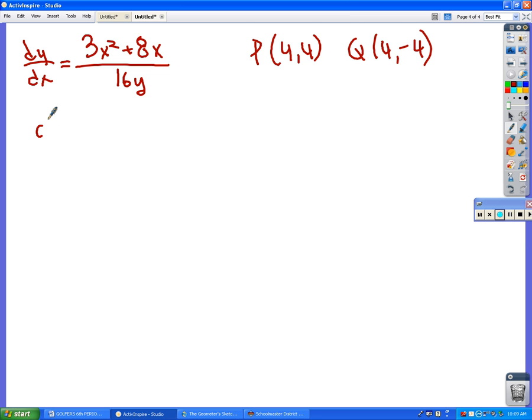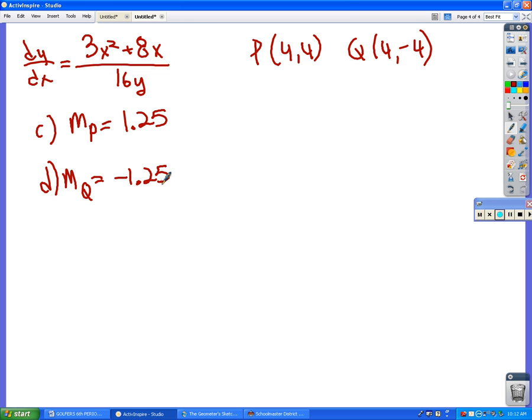So C is the slope at P equals, and D is the slope at Q equals. Okay, what's the slope at P? Did you guys get 1.25 also? Yeah. What's the slope at Q? Negative 1. What a surprise.